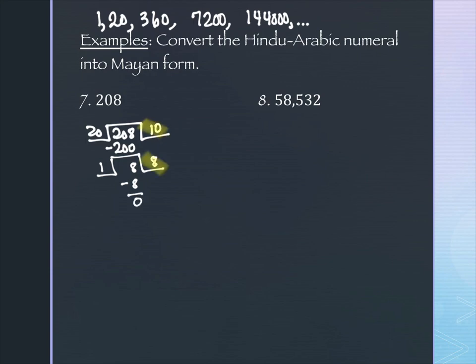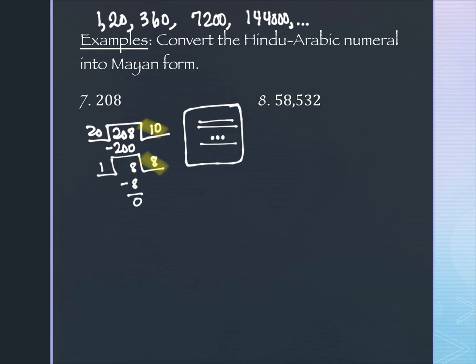But now I need to write these symbols. The answer is not 108. It has to be written in their symbols. How do I write 10 in their system? 2 lines. And how do I write an 8 in their system? Dot, line. 3 dots and a line. Okay, does that make sense?